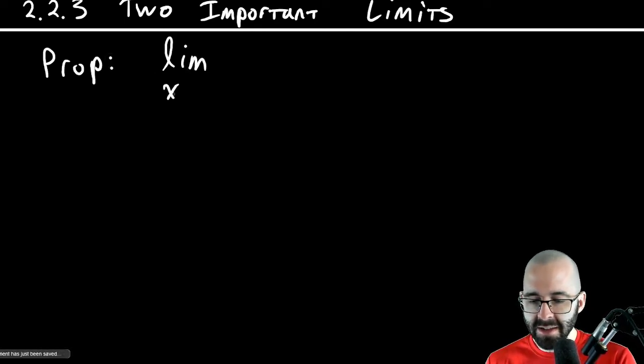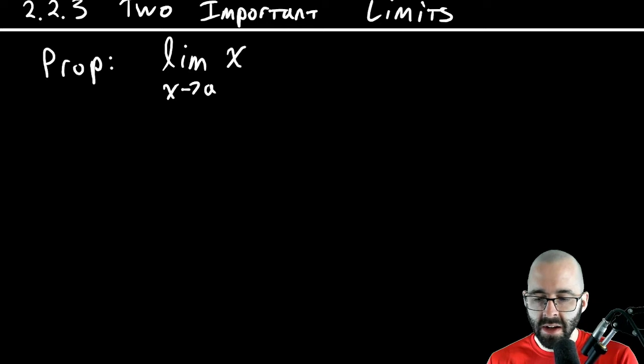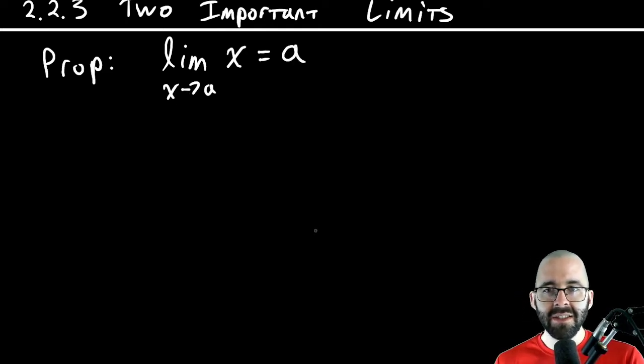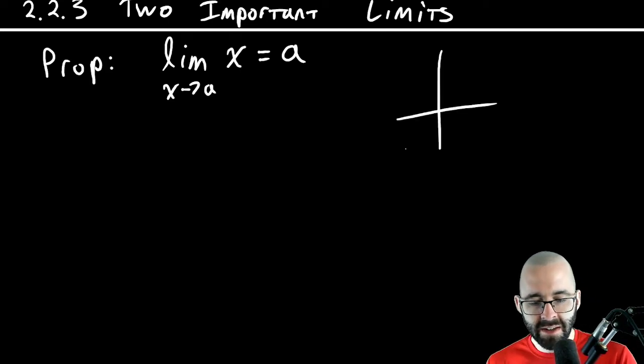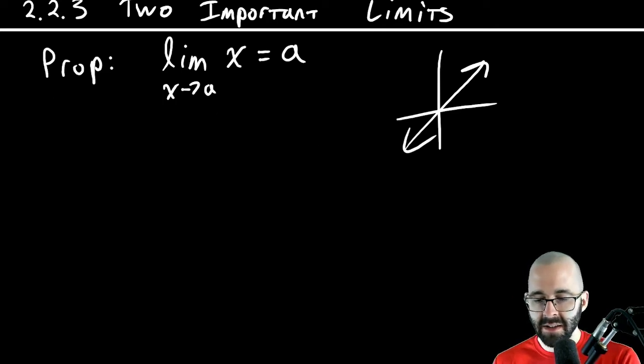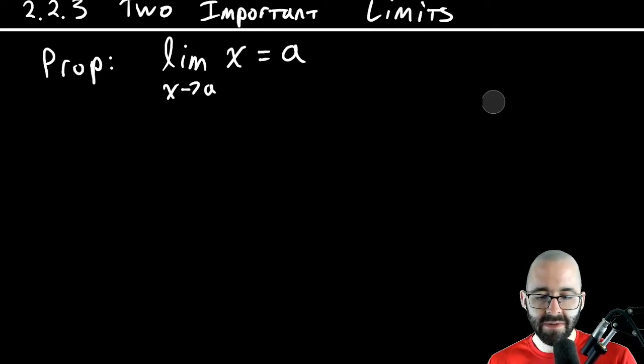The limit as x approaches any number a of this function x. Well, as x approaches a, how is x going to approach? Well, as x approaches a, x also approaches a. This is saying that if we look at a line, the identity function, this diagonal line, the limit at any point is going to be the function value, that same thing.